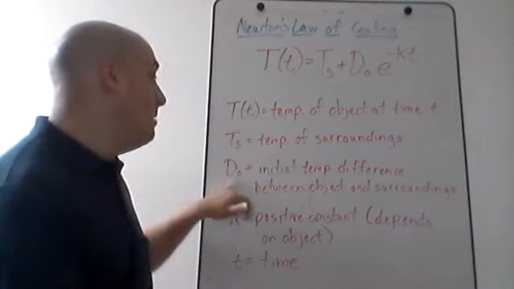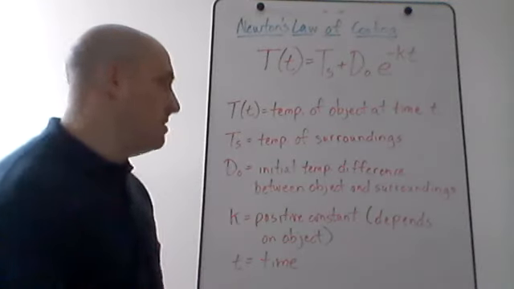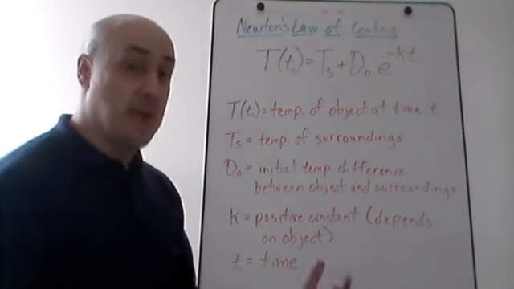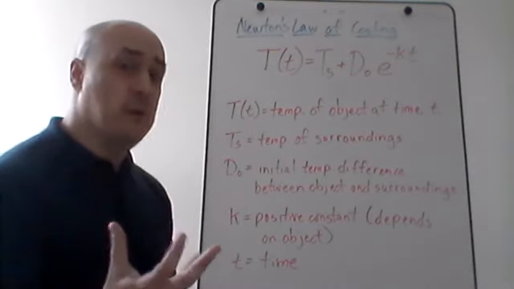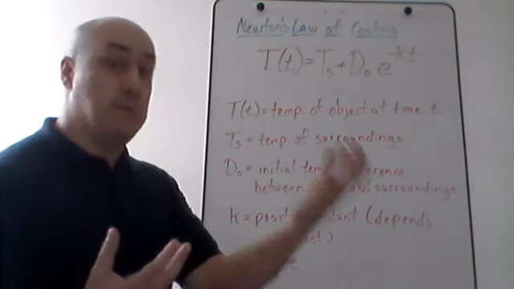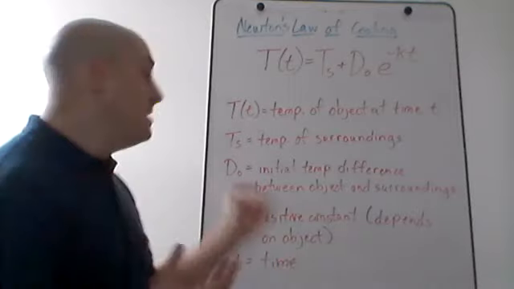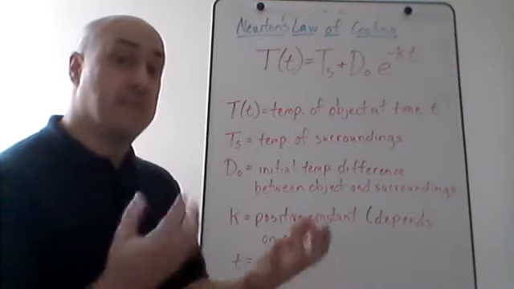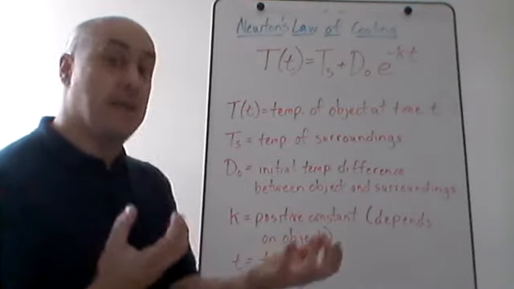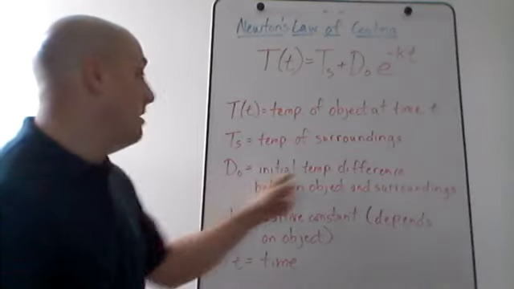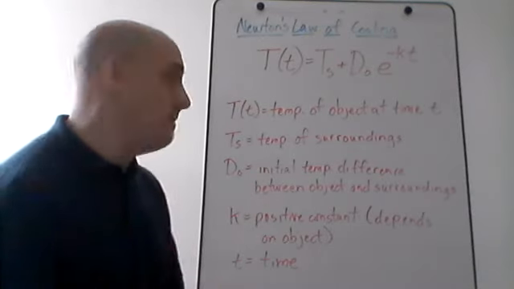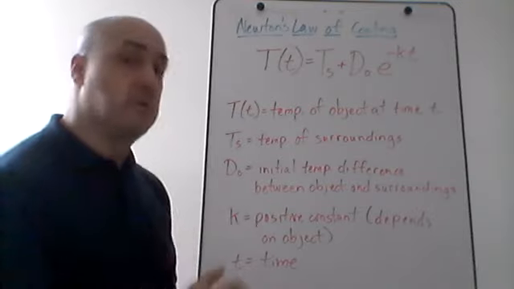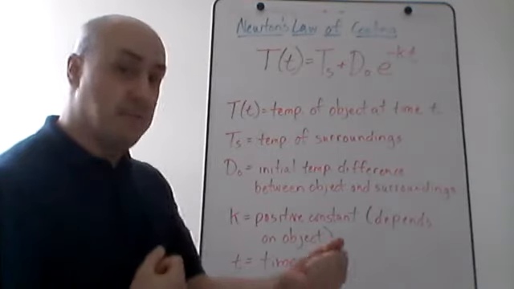D sub 0 is the initial temperature difference between the object and the surroundings. So if the cup of coffee was 200 degrees and the air temperature in the room is 70 degrees, D sub 0 is 130. That's the difference between 200 and 70. It's not just the initial temperature of the hot cup of coffee, it's the initial difference in temperature between the hot cup of coffee and the surroundings.